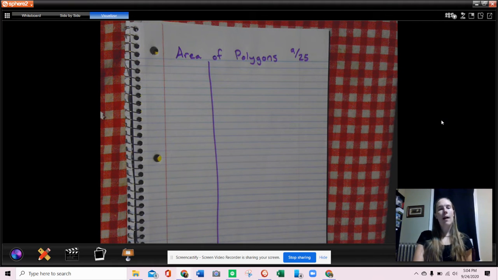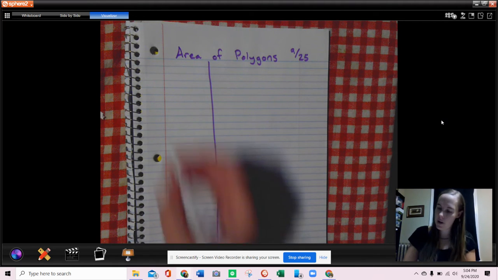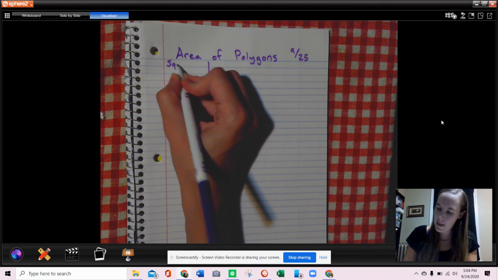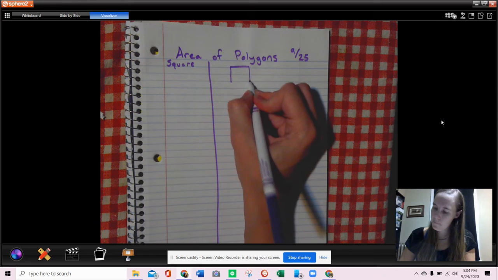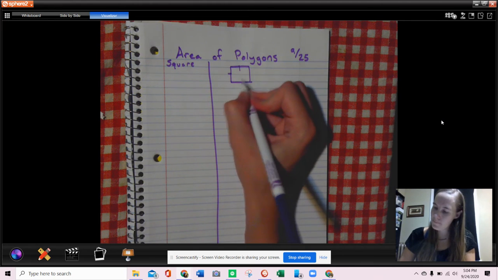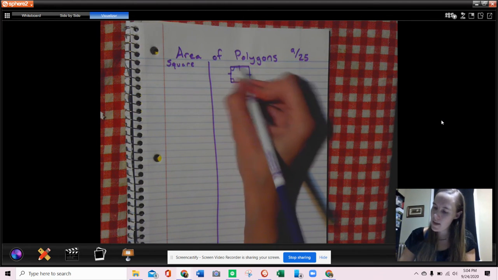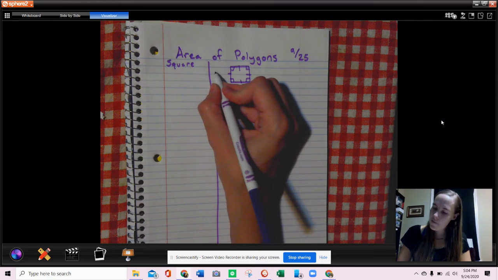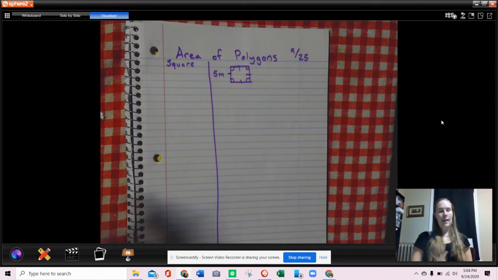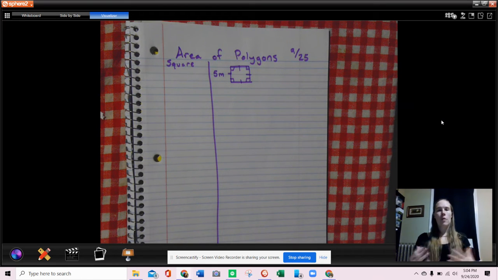So the first couple polygons we're going to talk about might be a little familiar. The first is a square. And a reminder from when we were looking at squares today, these tick marks and these angle measures mean that it is indeed a square and it is all the same. So I'm going to give my square a side length of 5 meters. All of the formulas I'm going to give you are the formulas you will see on your MCAS reference sheet when you take your MCAS.